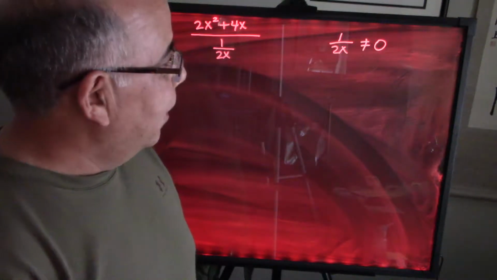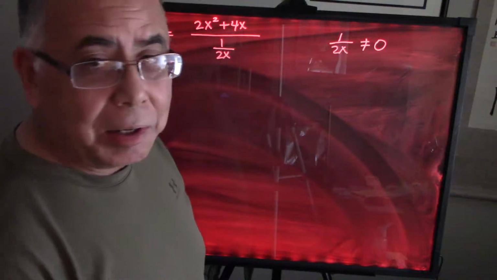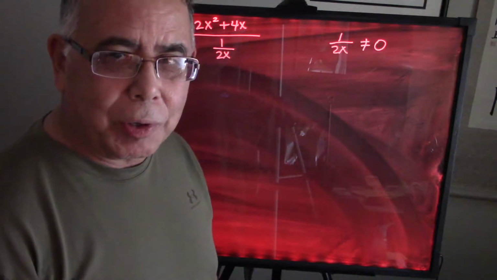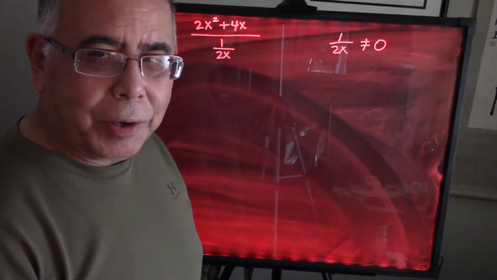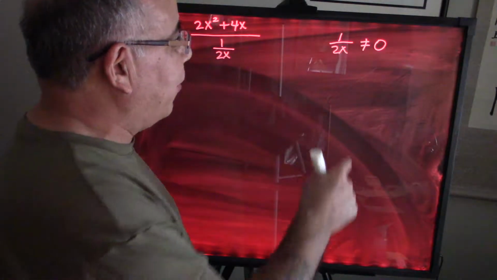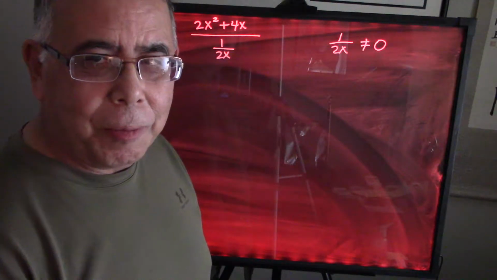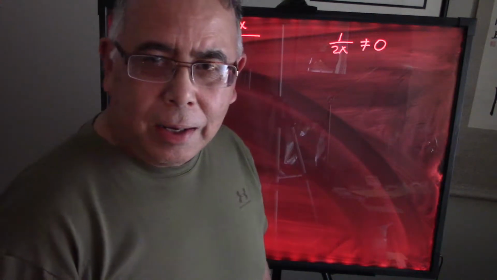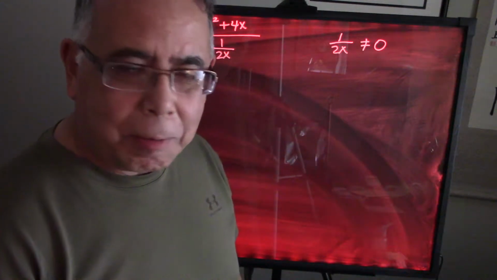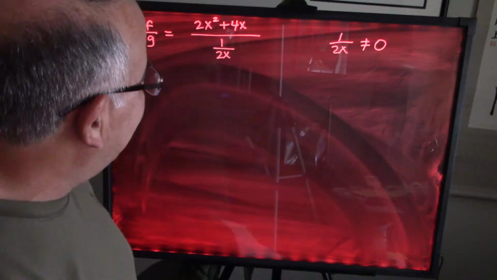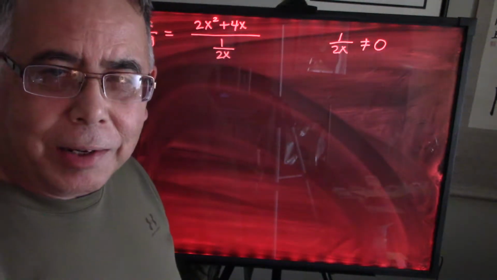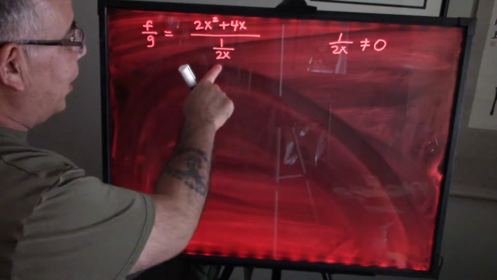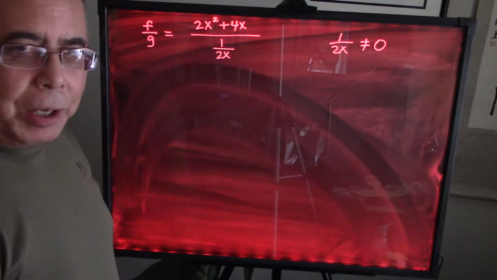What if x is 0? Well, then it's undefined. This 1 over 2x won't equal 0 if x equals 0. It's going to be 1 over 0, which is undefined. So you don't have to worry about 1 over 2x equaling 0, but you do have to worry about the 2x equaling 0. So when we simplify this, the denominator here might go away like it did in the previous example, but we have to keep in mind that in the original function x cannot equal 0. So keep that in mind.